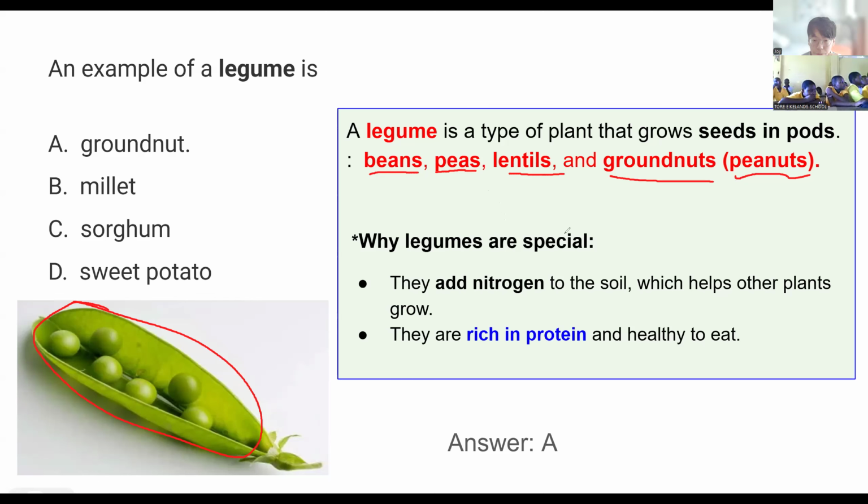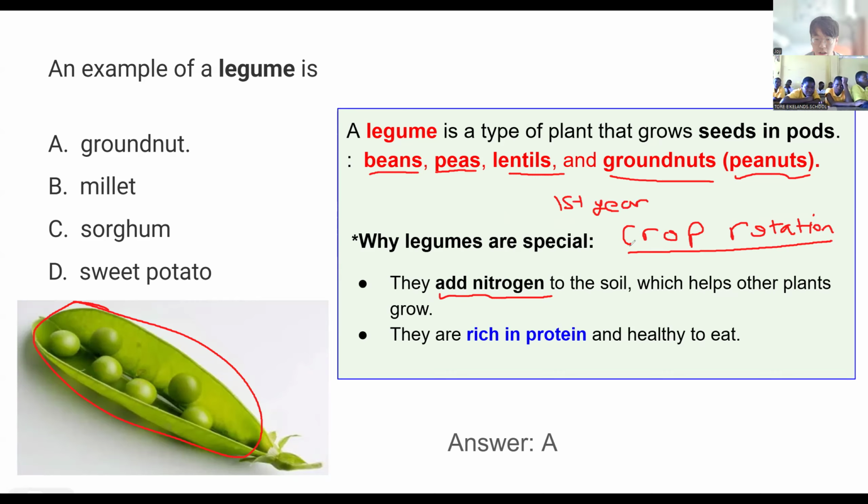So legumes are important both in the nitrogen cycle and in crop rotation. You might remember this from crop rotation. Legumes add nitrogen to the soil, which helps other plants grow. And they're usually the first year plant of the crop rotation. We learned it last week, and they're very important. They're also rich in protein, and they're very healthy to eat.